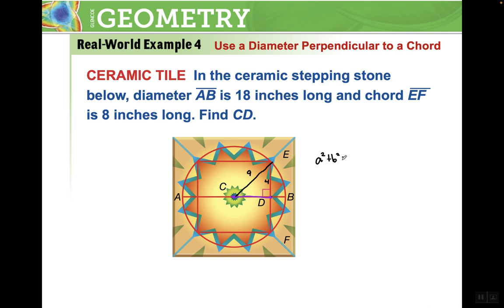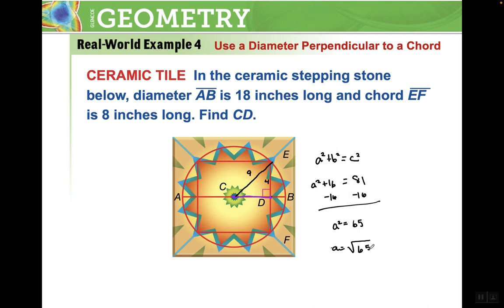A squared plus b squared equals c squared. Remember, c is always your hypotenuse, so it's 9 squared, or 81. And then one of your legs is 4 squared, so I'll go a squared plus 16. Then we'll just solve for a. So I'm going to subtract 16, and I get 65. Then I take the square root of both sides, and I have a equals the square root of 65.